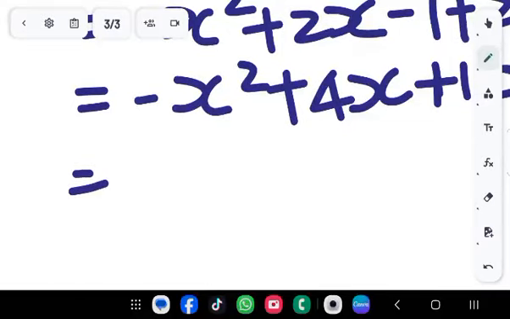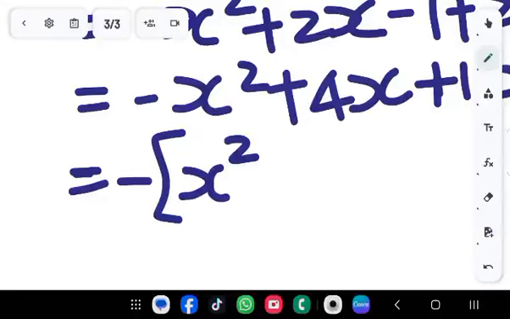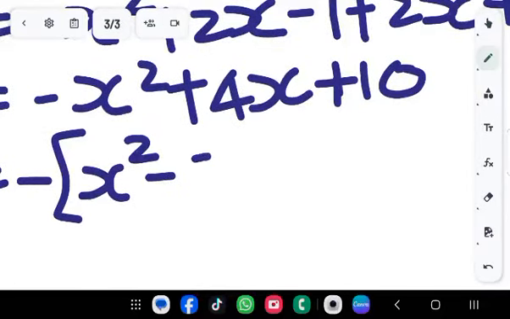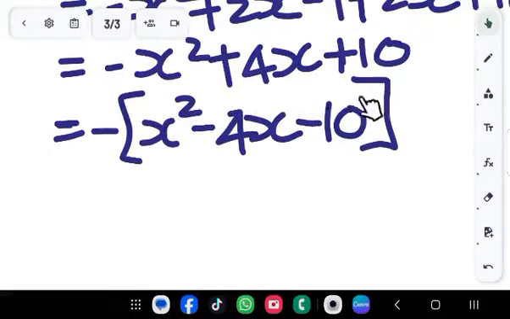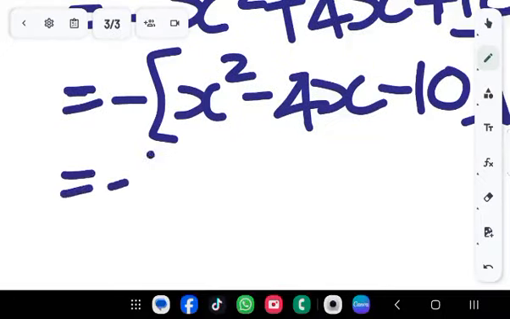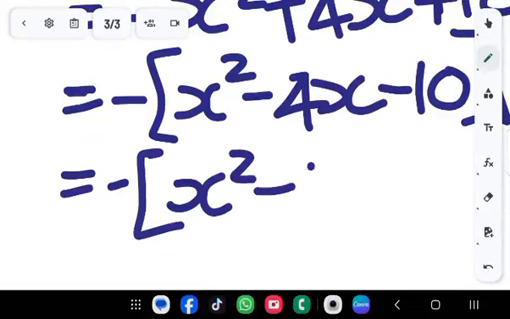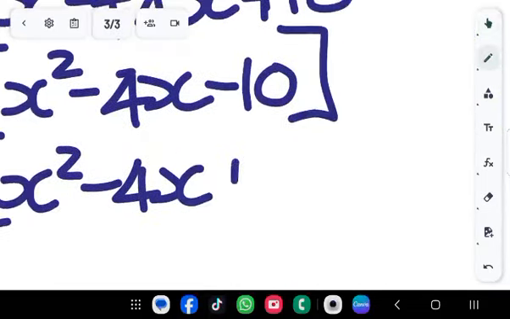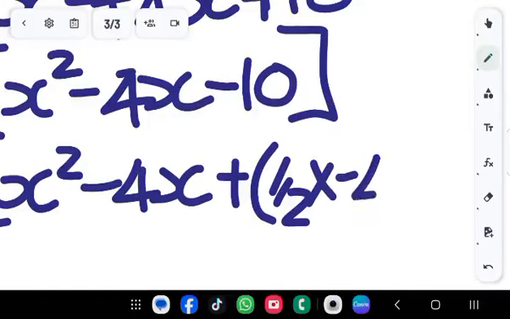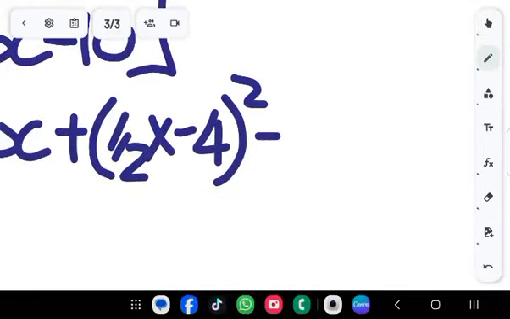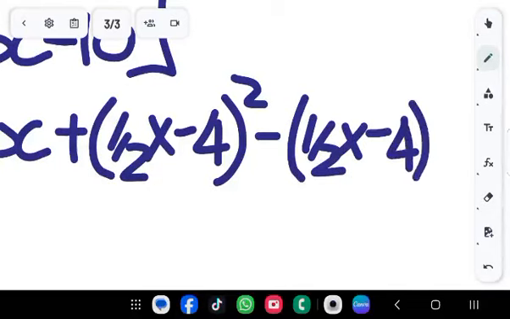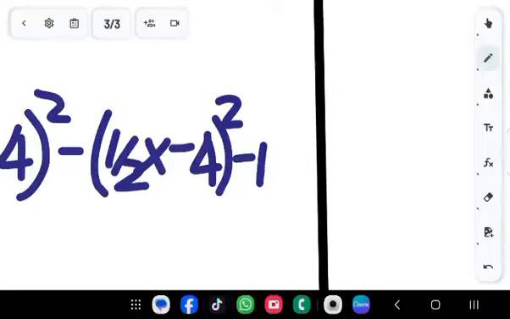So how do we complete the square? First we take out a negative, anything that will impact on the coefficient of x squared, so we take that out. Taking out a minus leaves us with this scenario. Now we can complete the square: minus 4x plus half times the coefficient of x, squared, minus the same thing, half times the coefficient of x all squared, minus 10.